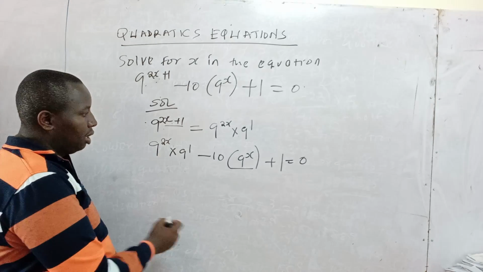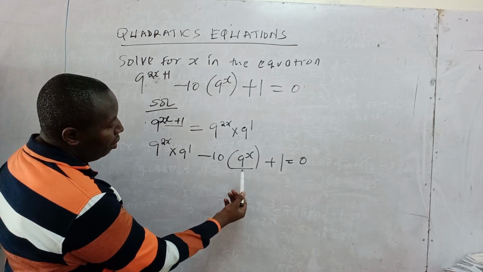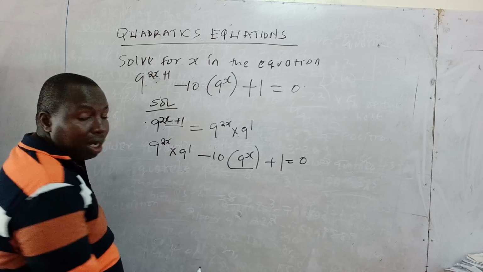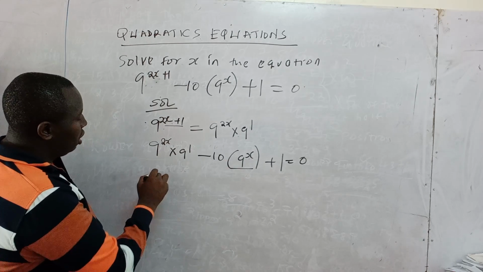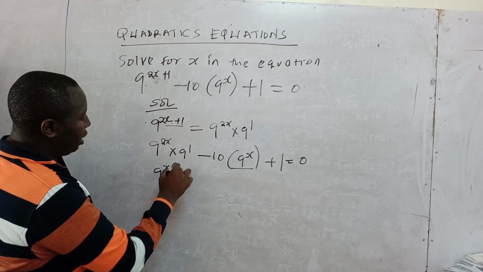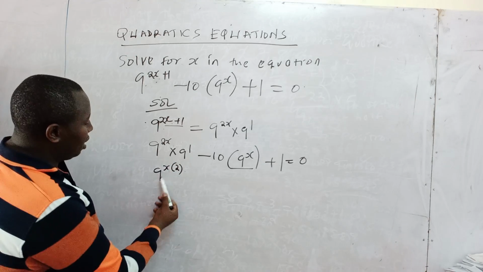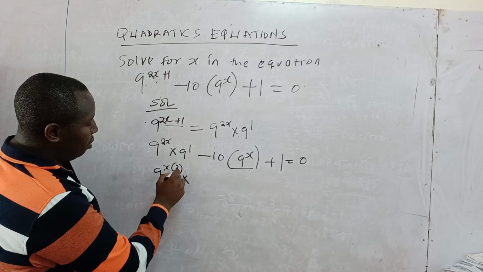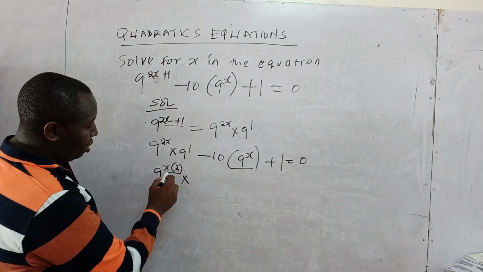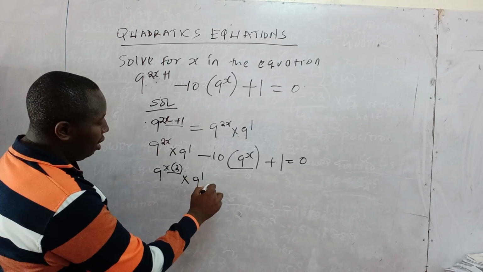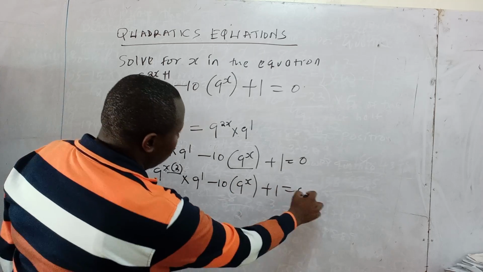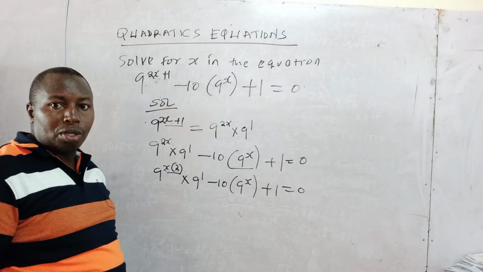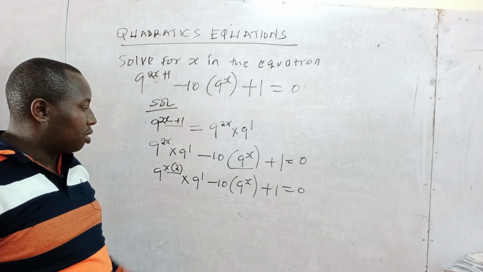For 9 raised to the power 2x, I want us to get terms with 9 raised to the power x. So to convert this to 9 raised to the power x, you write 9 raised to the power x, all to the power 2, so that you get 9 raised to the power x times 2, these are powers of powers, times 9 power 1, minus 10 bracket 9 power x plus 1, is equal to 0.